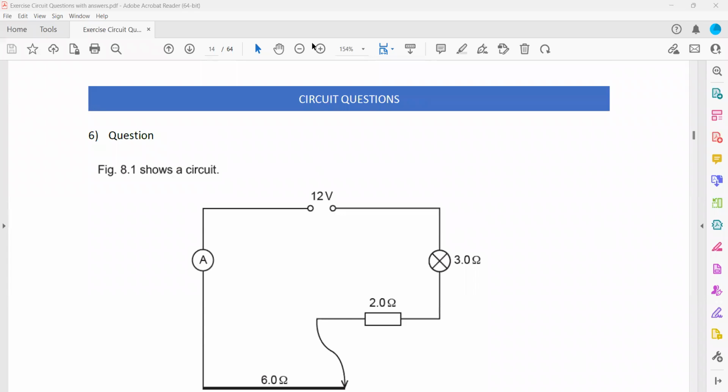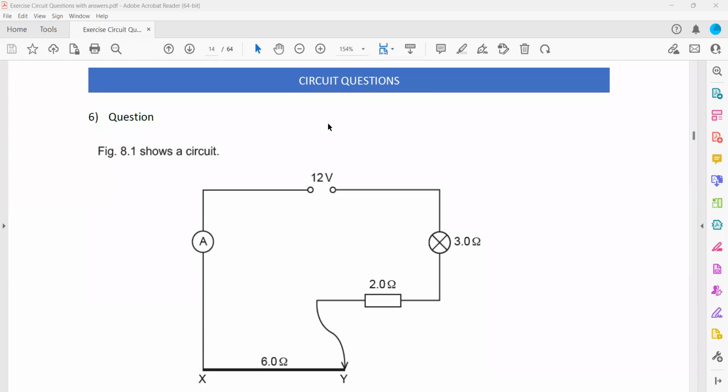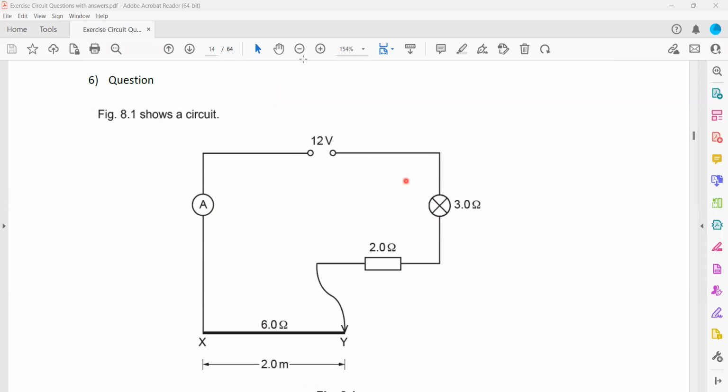So this one is question 6 from electric circuits, the topic block 4. Figure 8.1 shows a circuit. You can see a battery is there, a DC supply. There's an ammeter to measure the current, and a 6 ohm resistor is there, then a 2 ohm resistor, and then a 3 ohm resistor. And they are all connected in series.